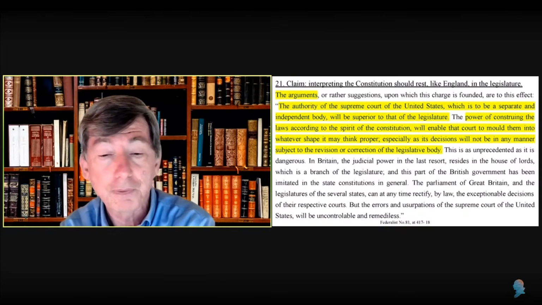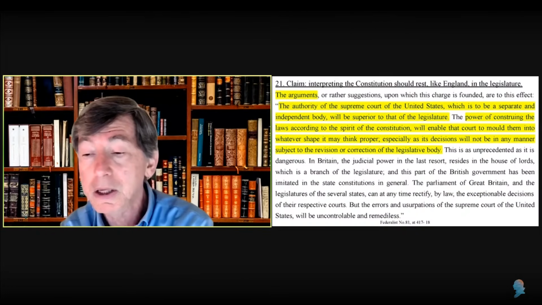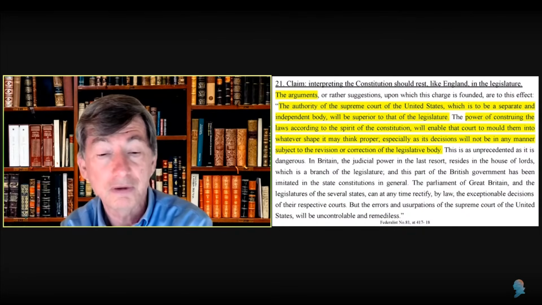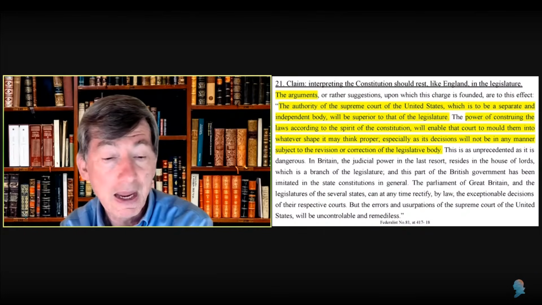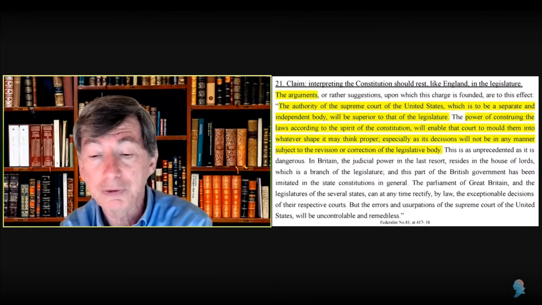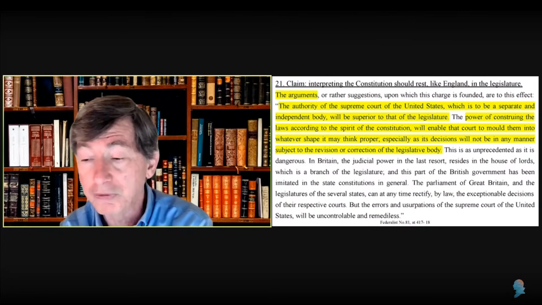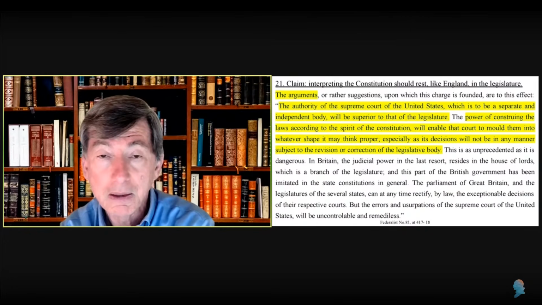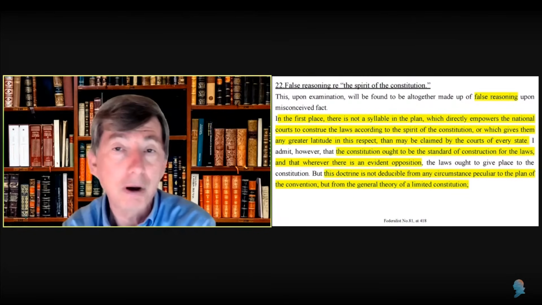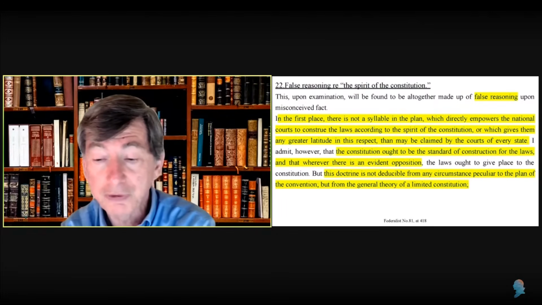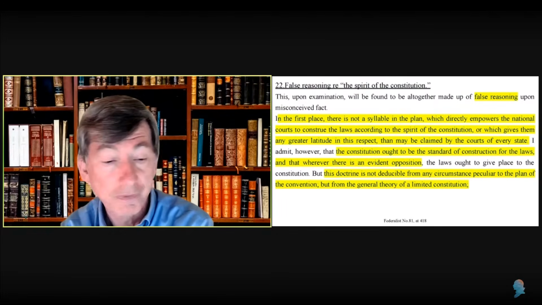It's false reasoning in the first place. There's not a syllable in the plan which directly empowers the national courts to construe the laws according to the spirit of the Constitution, or which gives them any greater latitude in this respect than may be claimed by the courts of every state. The idea of the spirit of the Constitution is exactly what the progressives brought to us. The Constitution ought to be the standard of construction for the laws, and wherever there is an evident opposition, the laws have to give way to the Constitution.